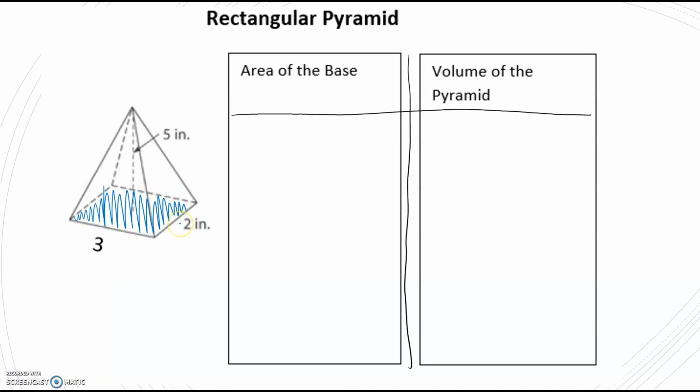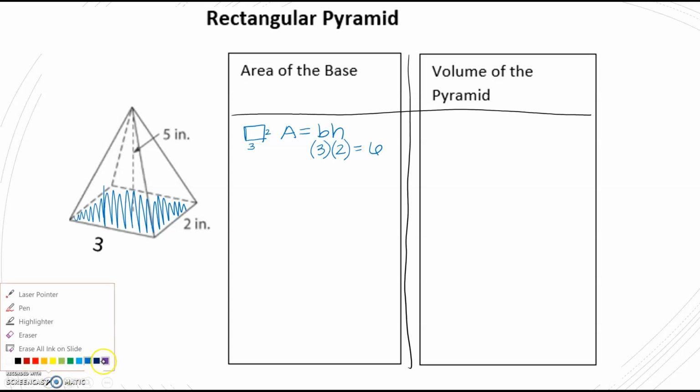My base here is a rectangle. So I find the area of a rectangle by calculating base times height. So here I am staring at this little rectangle, and it says the rectangle is 3 by 2. So I'm going to plug in 3 times 2 is 6. Okay.